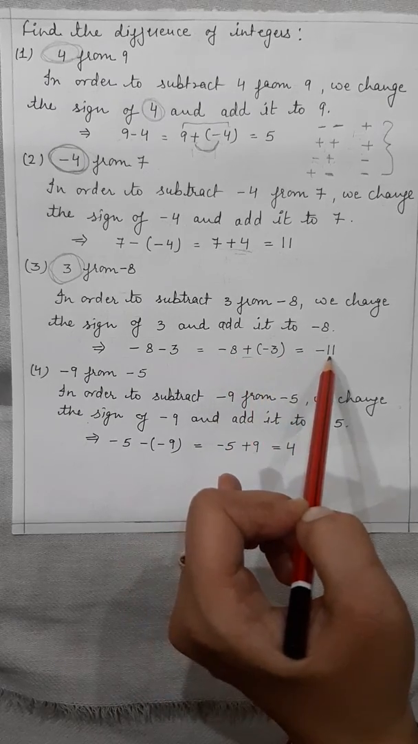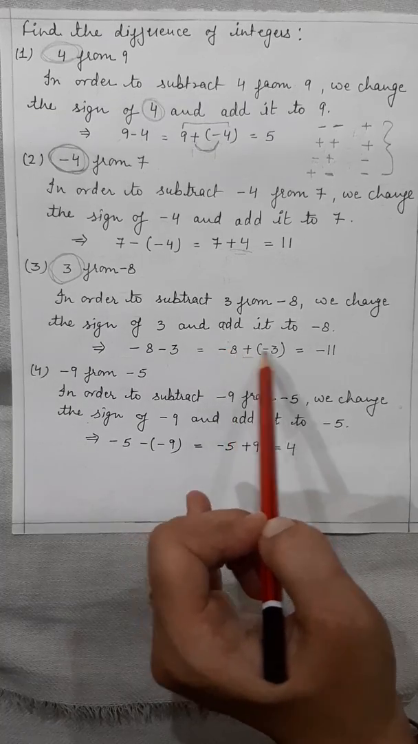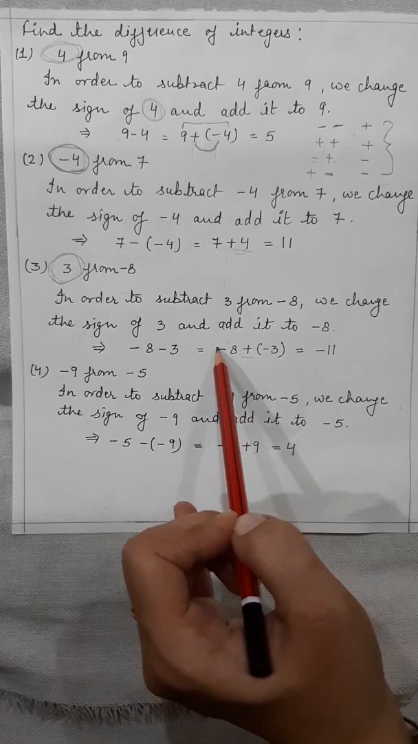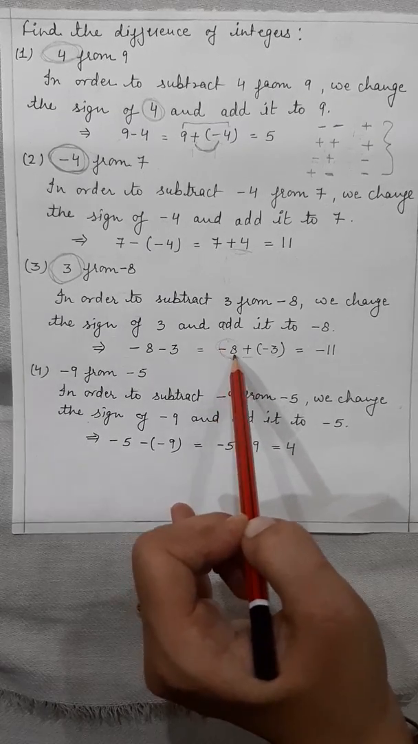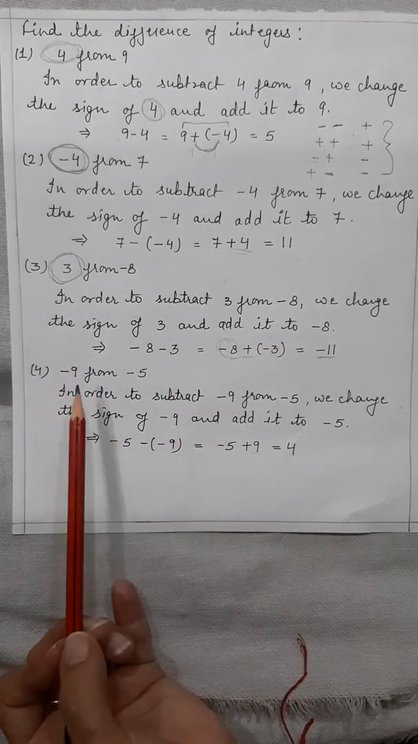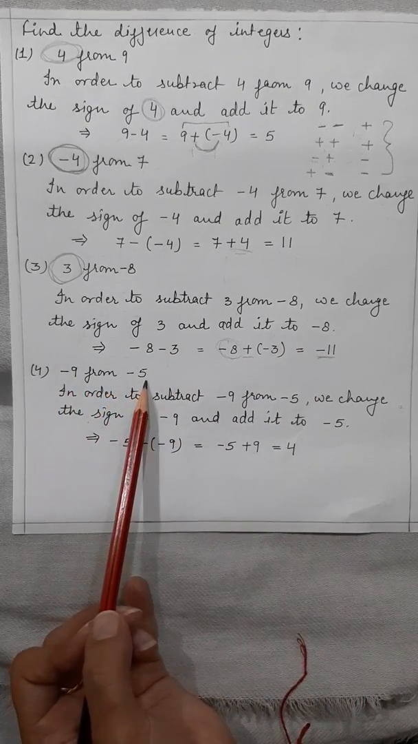8 plus 3 is 11, and the sign is assigned according to the greater value. Which one is greater? 8 is greater than 3. So the sign should be negative because 8 is negative. The answer will be minus 11. Now, minus 9 from minus 5.